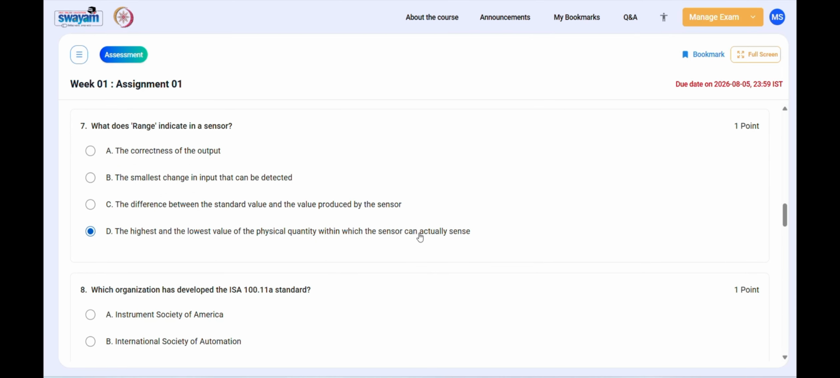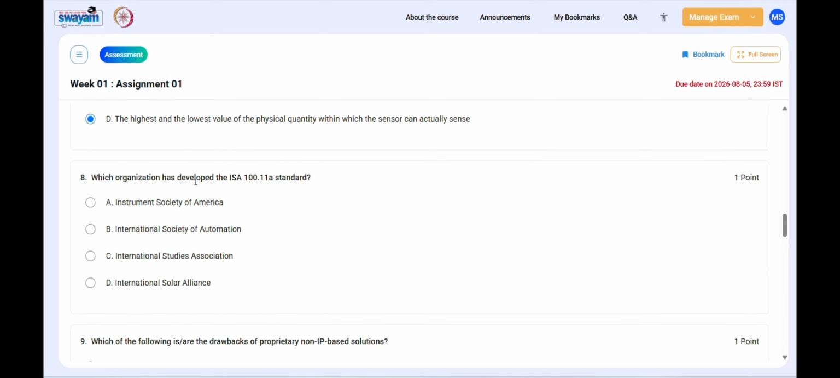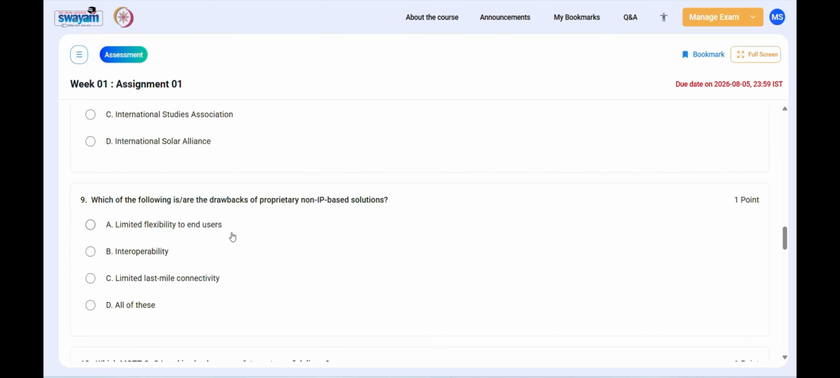Then the eighth question: which organization has developed the ISA 100.11a standard? So the solution is option B. Then, which of the following is the drawback of a proprietary non-IP based solution? All of the above is correct.